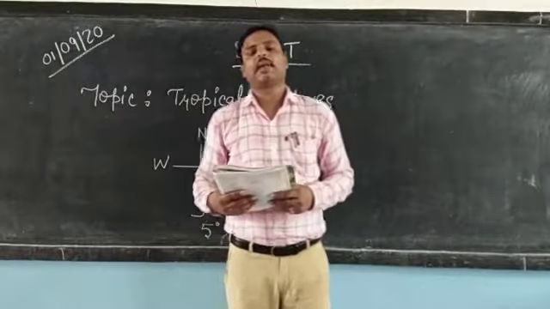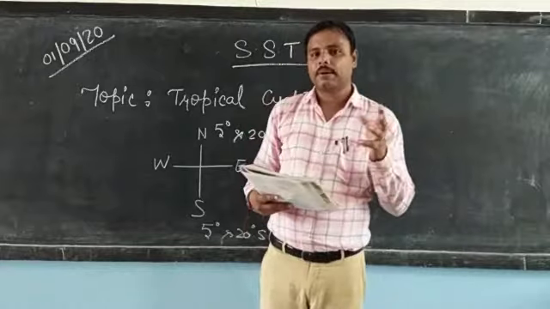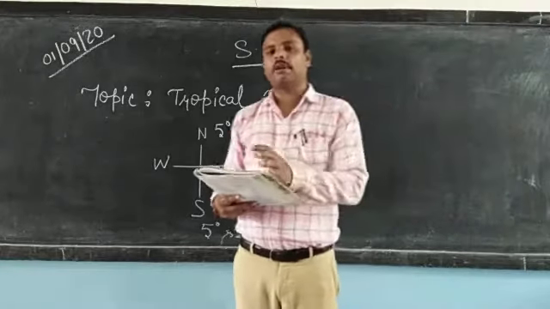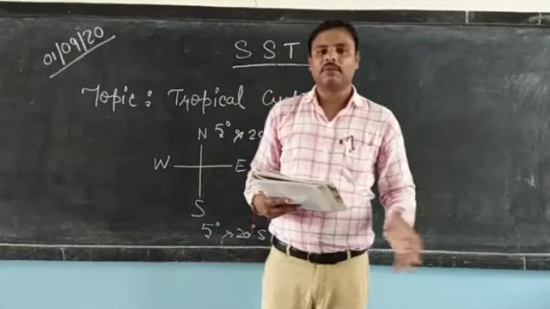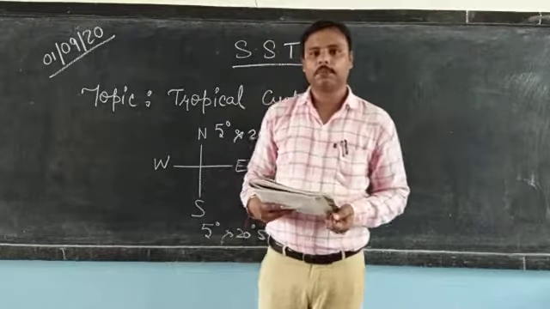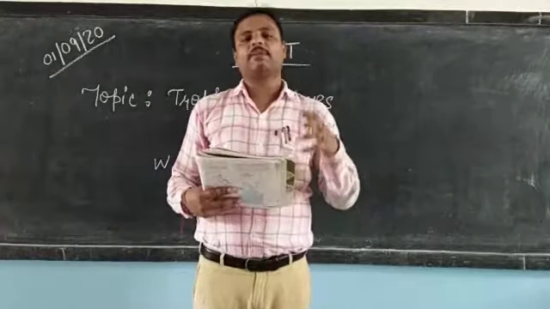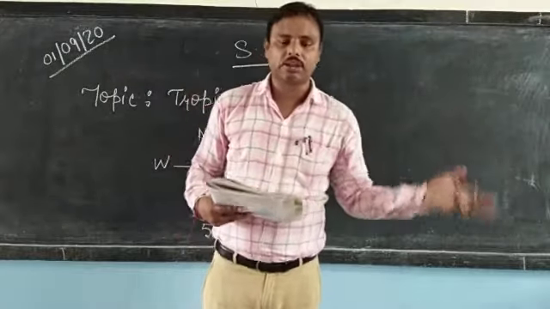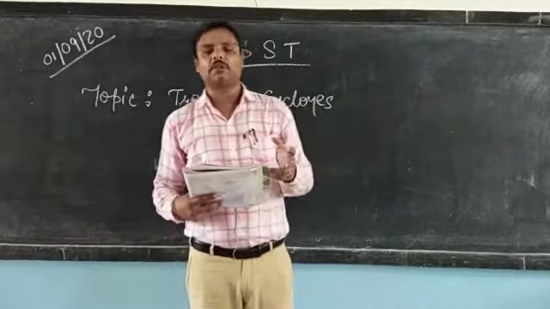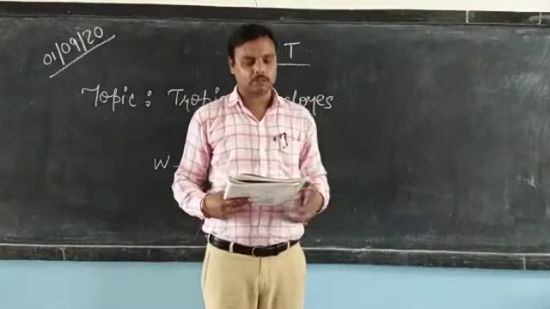So in very simple language, tropical cyclones, you need to understand, is when there is a great movement of wind from one direction to another which creates difficulty for human life. I repeat, when there is a great blowing of wind from one direction to another which creates difficulty for human life, it is a tropical cyclone or tropical winds.